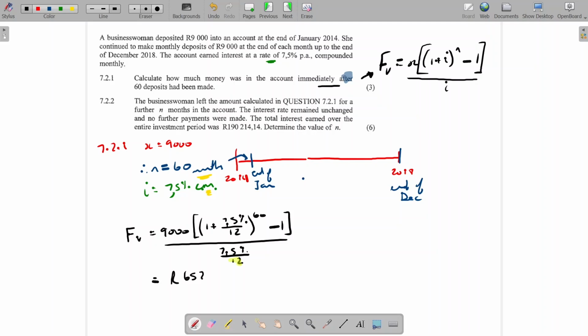Let the calculator do the work. And I now see that, believe it or not, even though I only saved 9,000 Rand per month, I now have 652,743 Rand and 95 cents. So this was quite a good interest rate at 7.5% compounded monthly, but for putting 9,000 Rand away every month for 5 years, I've actually increased my money up to 652,000 Rand in this 5-year period.